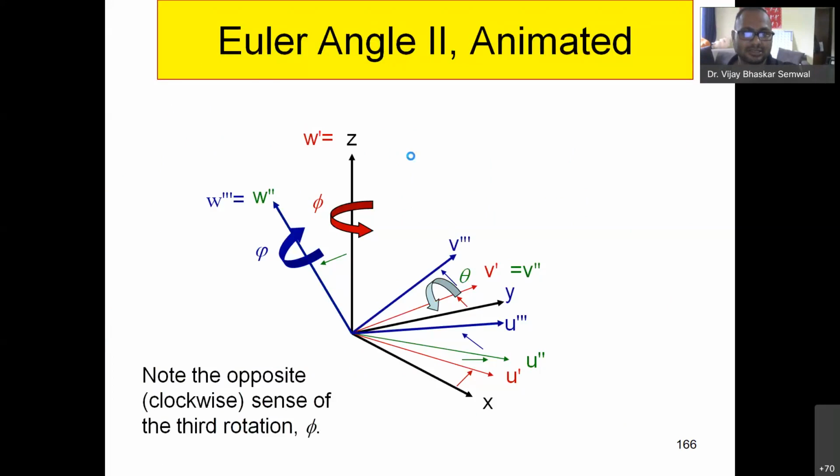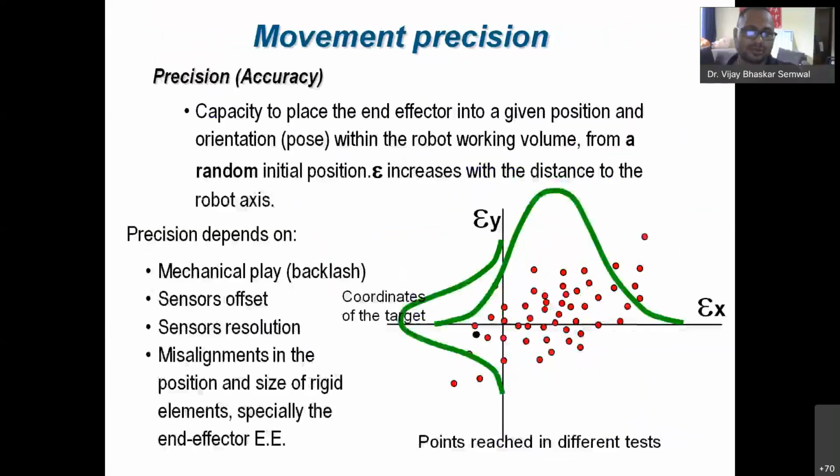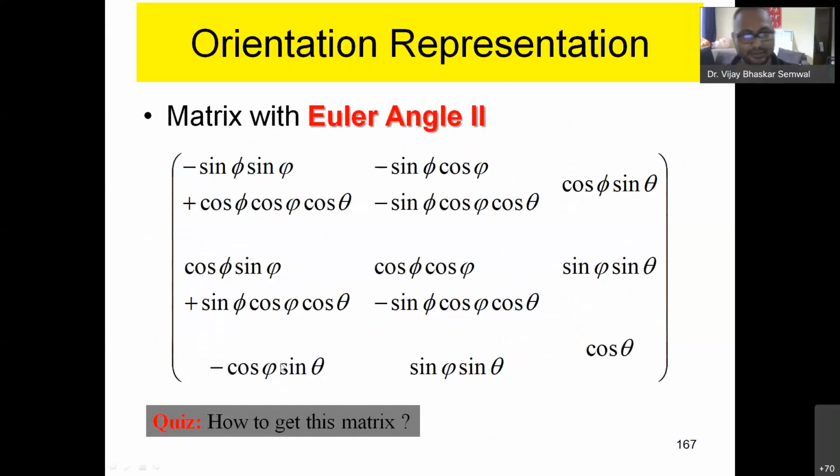This is for another coordinate system, so we will not go for this one. So this way you can apply. You will get the combined matrix. Okay.